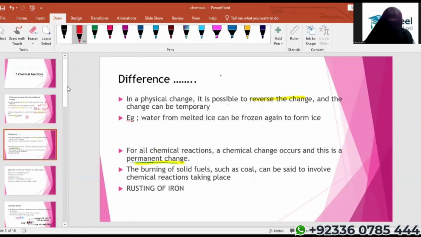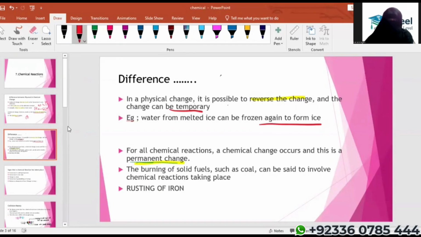So, in a physical change, it is possible to reverse the change, and the change can be temporary. An example is when water from melted ice can be frozen back to its former ice state. So now you know what a physical change is.